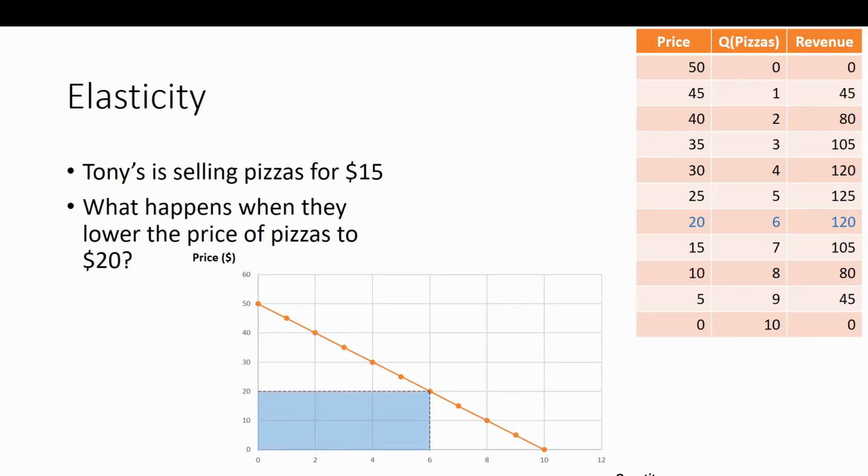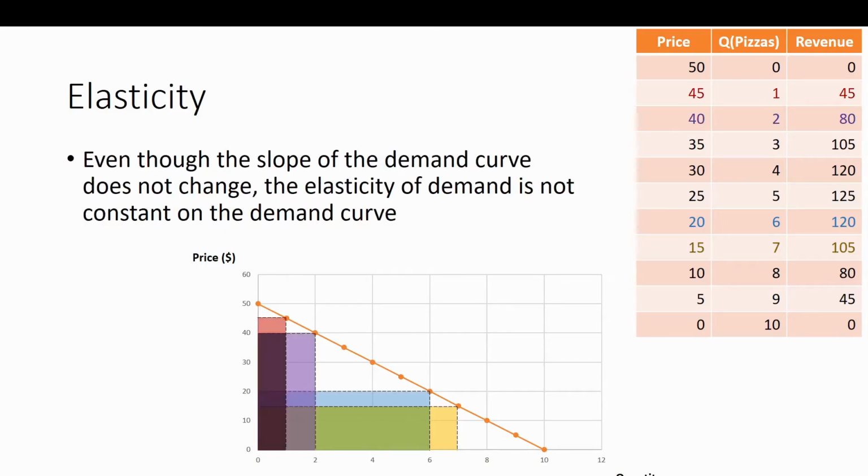Okay, so we've increased our revenues. We can see our price effect is this blue, and our quantity effect is this yellow, and our price effect is larger than our quantity effect. That means when we raise the price, we are increasing revenues. So even though the slope of this demand curve does not change, the elasticity of demand is not constant on our demand curve. When we went from red to purple, we were elastic. When we went from yellow to blue, we were inelastic.